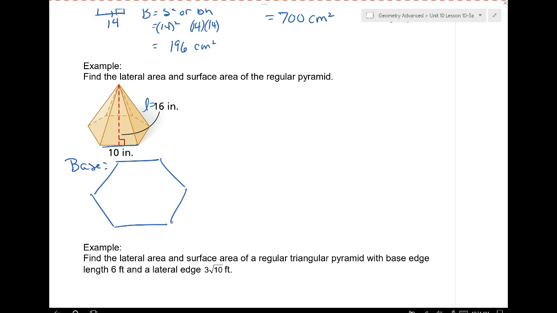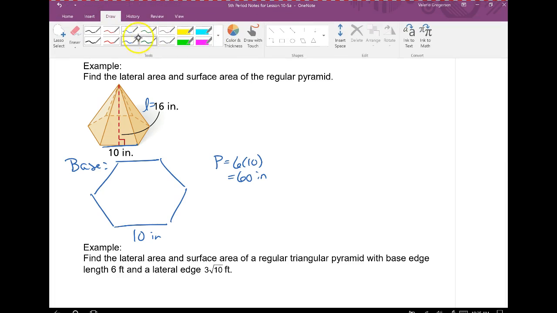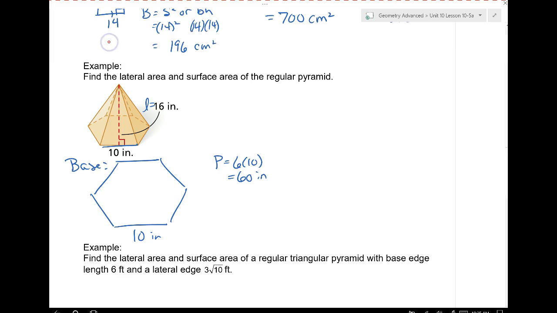Not a pretty hexagon, I know, but it gets the point across. All right, so I know all of these are 10 inches. Don't I need to know the perimeter for that? Isn't that going to be 6 times 10? So I got 60 inches. Now, that's a hexagon. What formula do I need to use for its area? Yeah, apothem times perimeter over 2.